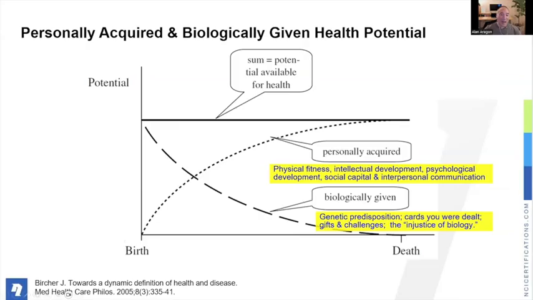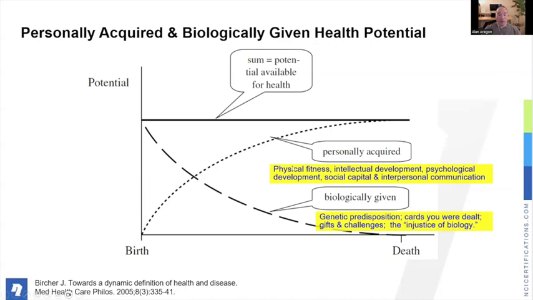So at birth, you start off with a very high potential. When we're looking at biologically given potential, here it is over here, this dashed line. And then over here, we've got personally acquired potential being the dotted line. So you start off at birth with maximal biologically given potential, and that inevitably diminishes over time until you reach death.